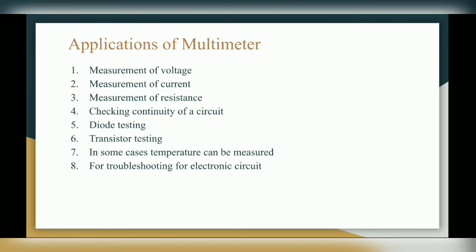Next is applications of multimeter. First one is measurement of voltage, second measurement of current, third measurement of resistance, fourth checking continuity of a circuit, fifth is diode testing, sixth is transistor testing, seventh in some cases temperature can be measured, and eighth application is for troubleshooting of electronic circuit.